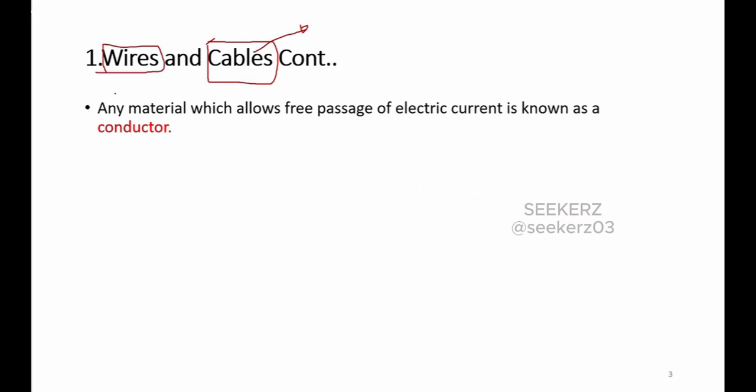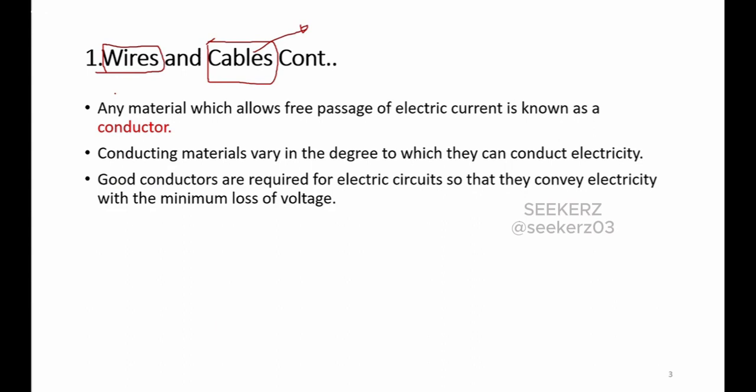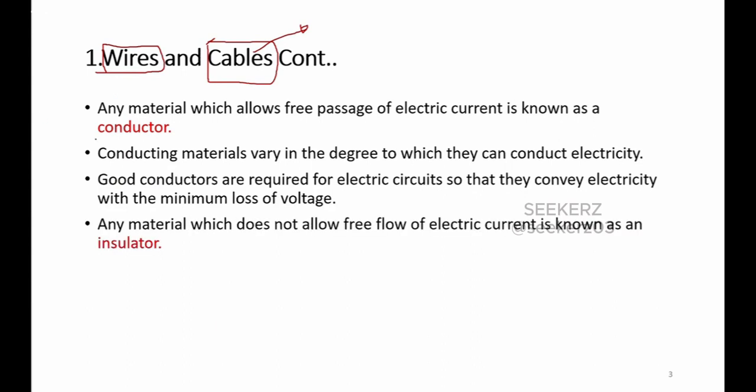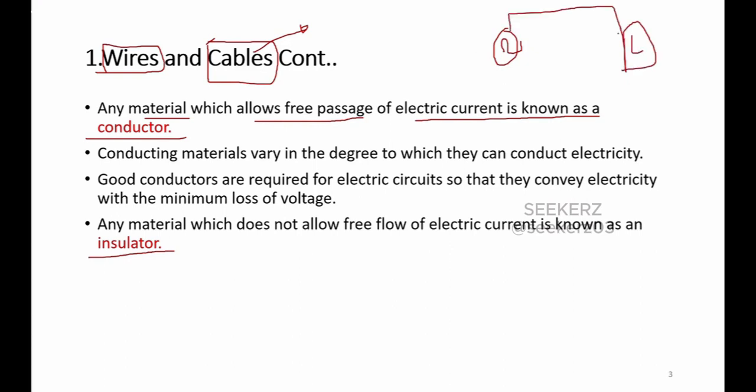So when you come to these cables, we know that mainly we can find in cables a conductive part and an insulative part. A conductor means any material which allows free passage of electric current. Normally the source and the load can be connected to this conductive part. So it will give the free passage of electric currents. So this is our conductor.